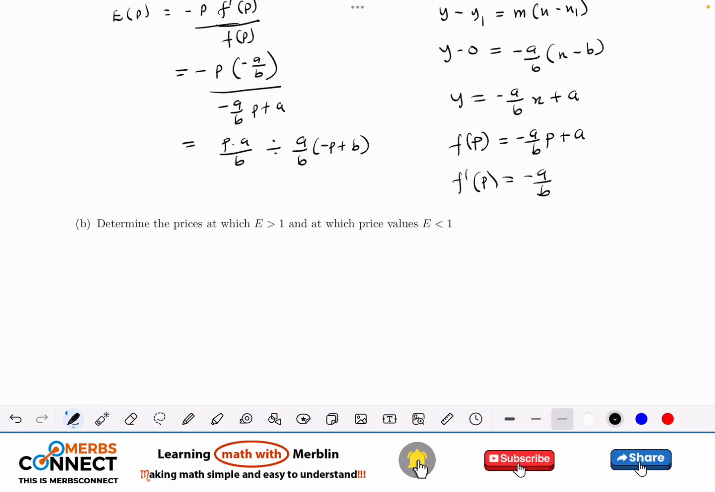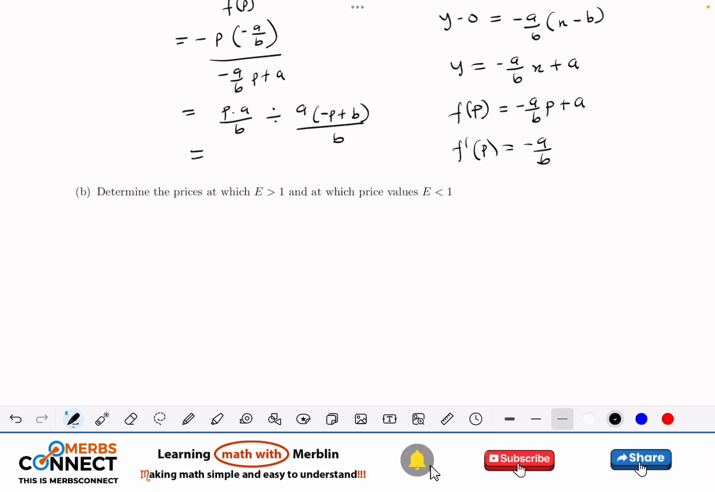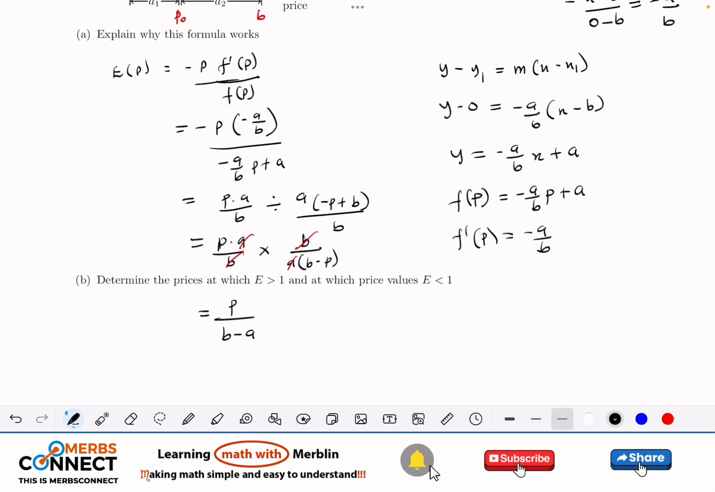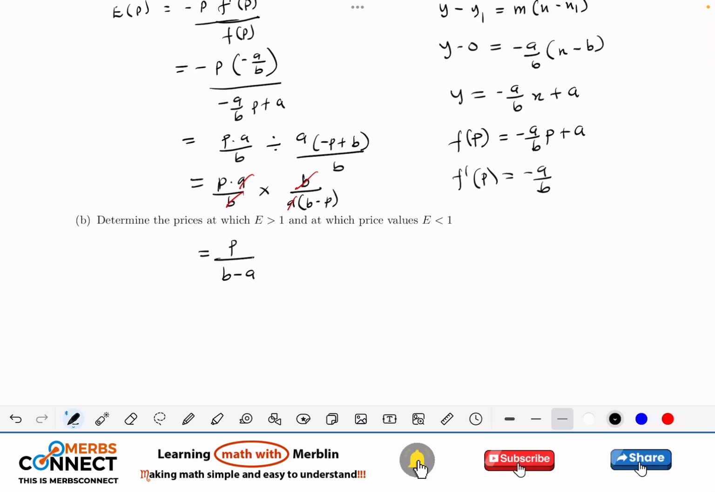Now what can we do again? So let me write this one well, like this one divided by b. So this is going to be p a divided by b times b divided by a. The one in the bracket, I can write it like b minus p. Then now b will cancel the b, right? a will cancel the a. So I'm going to have something like p divided by b minus p. Right, so this is my e of p, right?